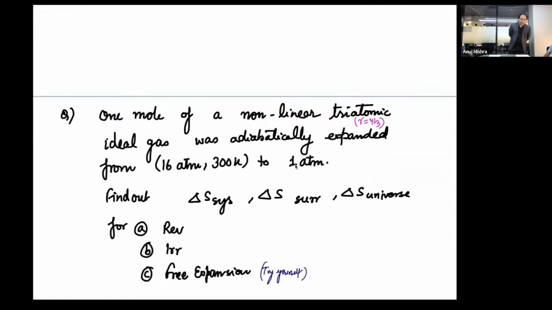Delta surrounding is defined as minus heat exchange from surrounding upon temperature. This again comes from other relations in thermodynamics, so we can use that direct formula. Delta surrounding is minus Q exchange with surrounding upon T. This minus Q exchange upon T is for everywhere, but the other one will change case by case. So try to answer this question.